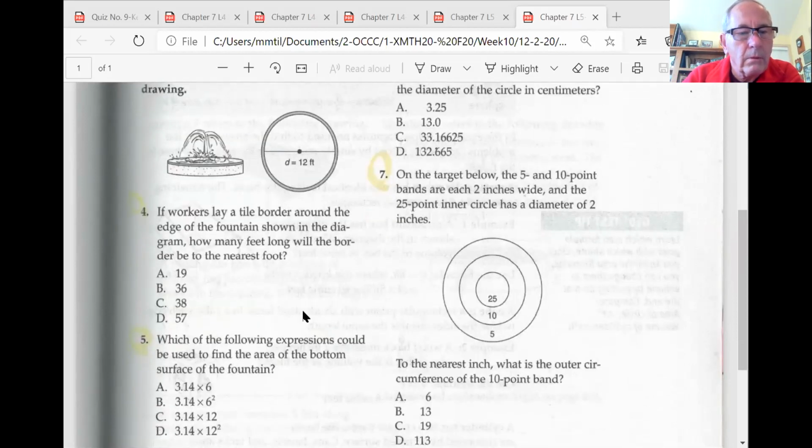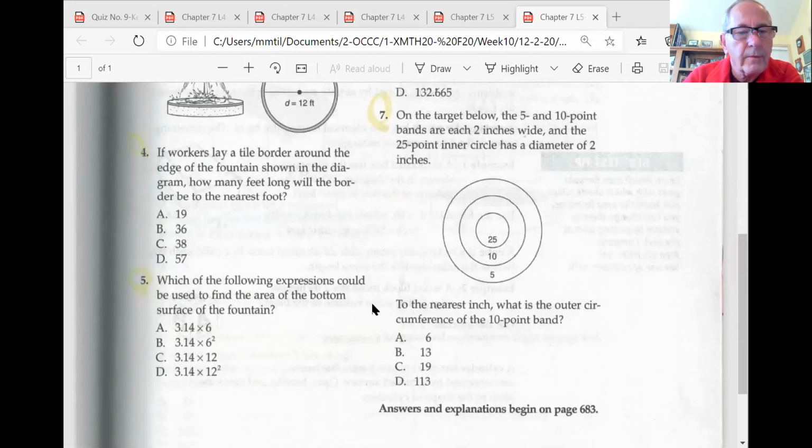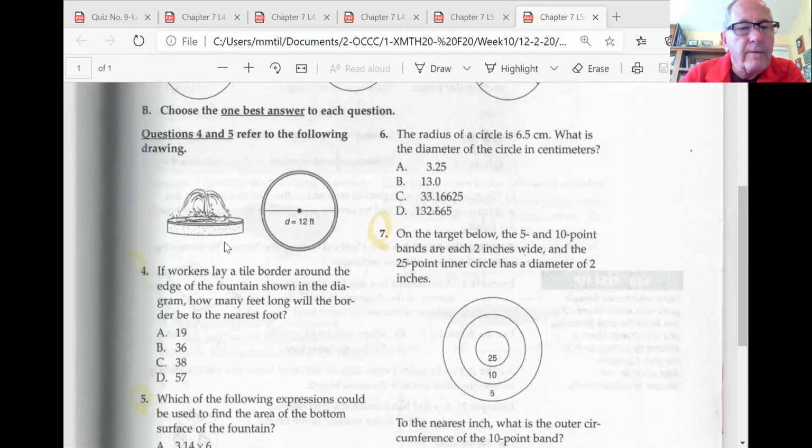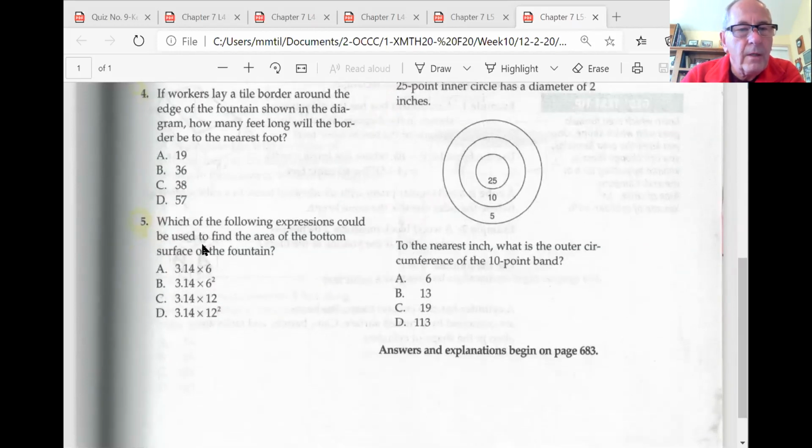Okay, what about number 5? So you've got a fountain here. We can see the fountain. The diameter is 12. Here's the fountain. This is the plan view of it. This is an elevation. You're looking at it. Which of the following expressions would be used to find the area of the bottom surface of the fountain?